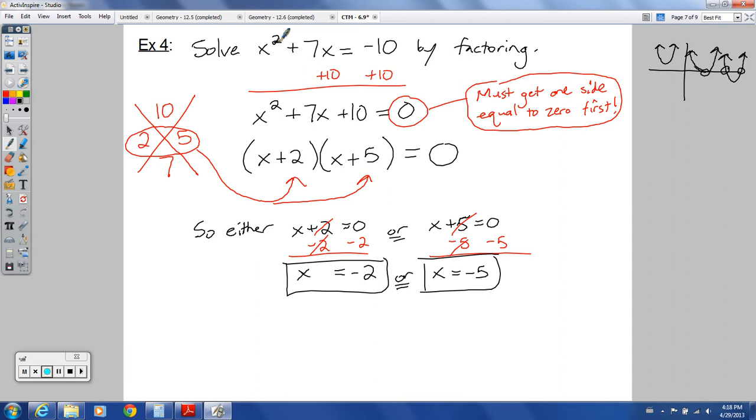We'd have negative 2 squared would be positive 4, and then 7 times negative 2 would be negative 14. 4 minus 14 would be negative 10. So that one works. That one checks. I'll write a little check next to that to denote that we checked that in our heads.